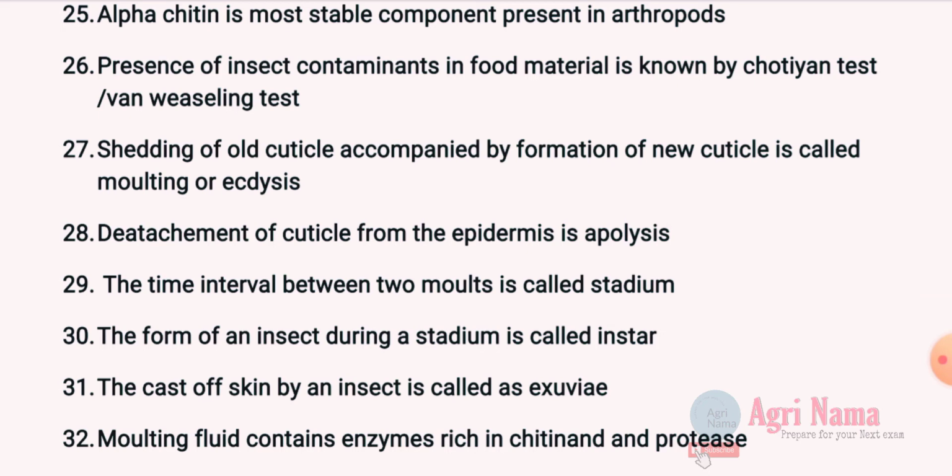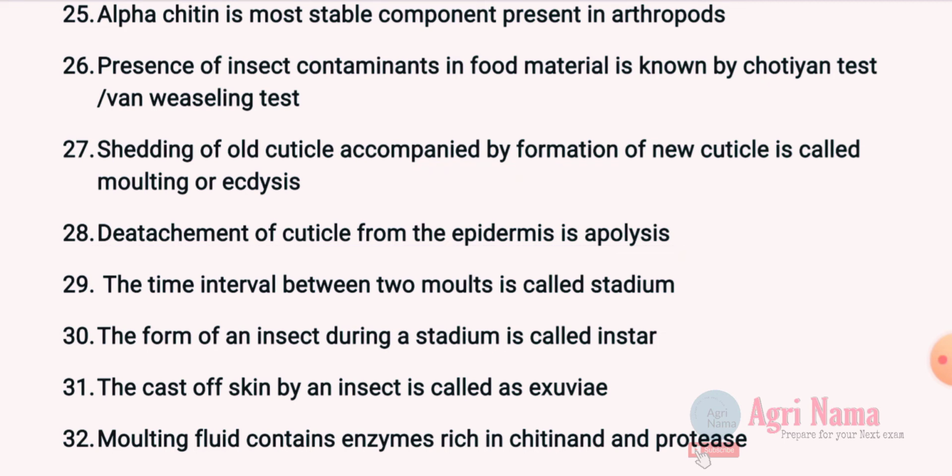27. Shedding of old cuticle accompanied by the formation of the new cuticle is called molting or ecdysis. It means the process where the prior layer of the insect is dissolved and the new layer is formed, it is called molting. Detachment of the cuticle from the epidermis is apolysis.